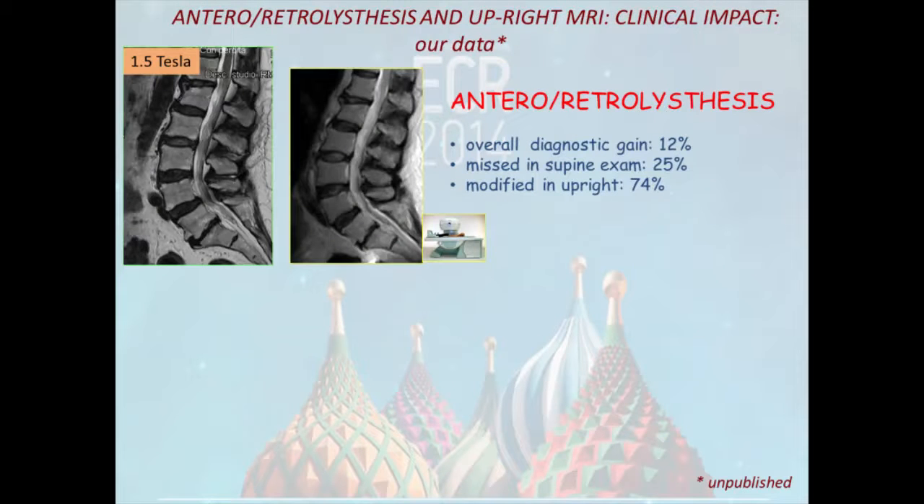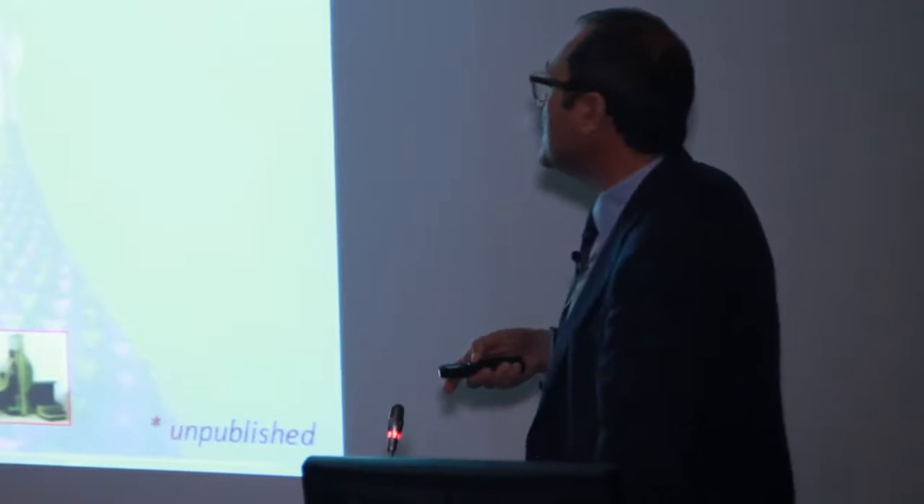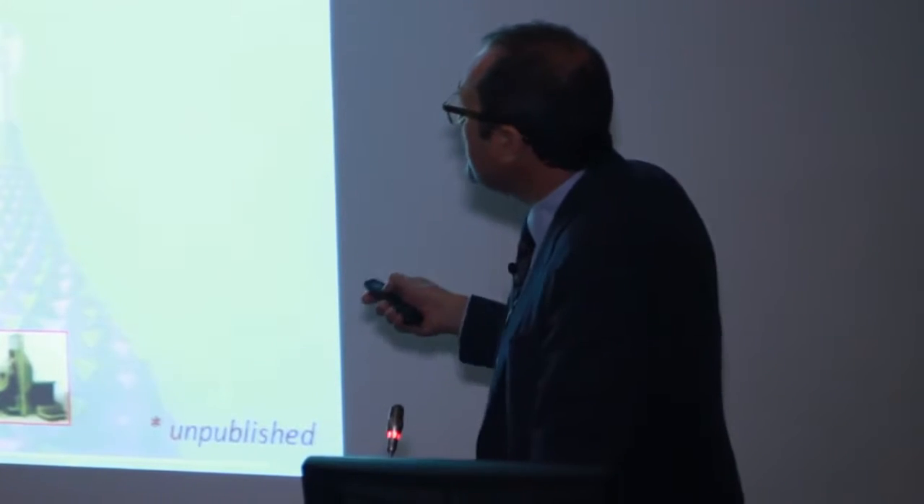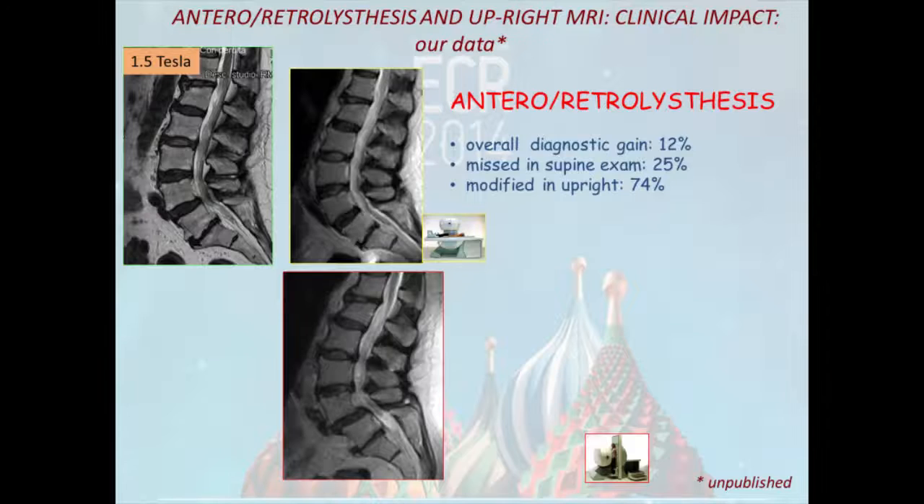What is more interesting is, again, to demonstrate that this is a 1.5. Just as my previous speaker did, I put in some cases for your comparison, the 1.5 Tesla aside from the 0.25, just to demonstrate that the differences in image quality are, in my opinion, not crucial if we are pointing our attention to the skeletal structures.